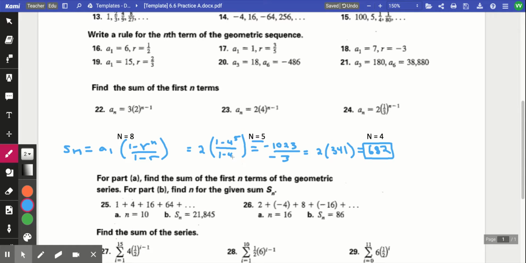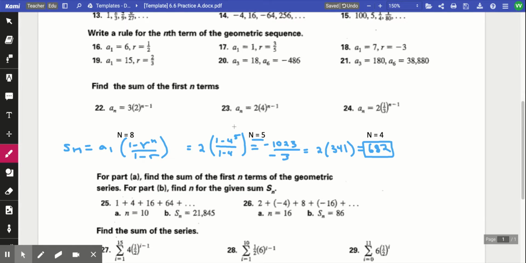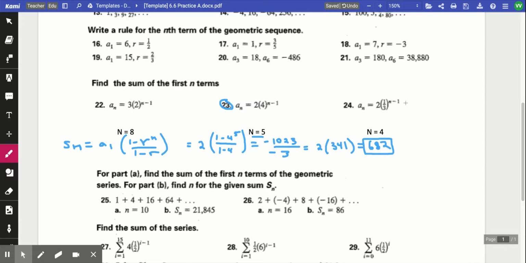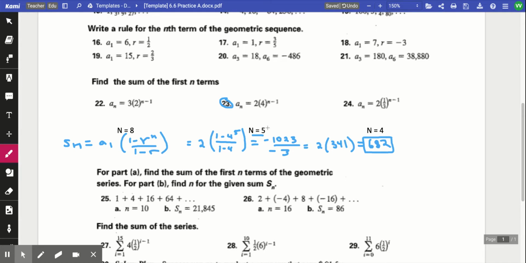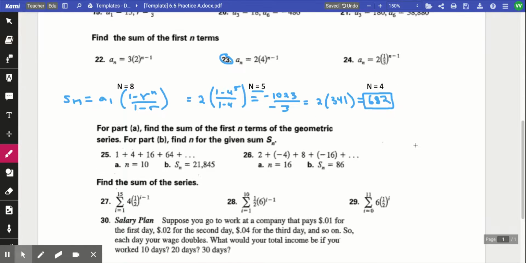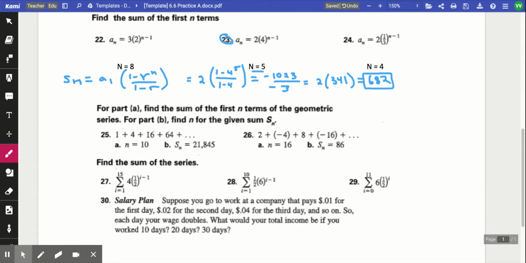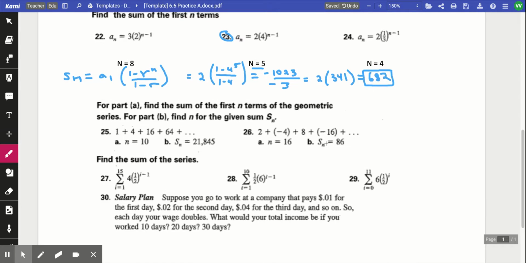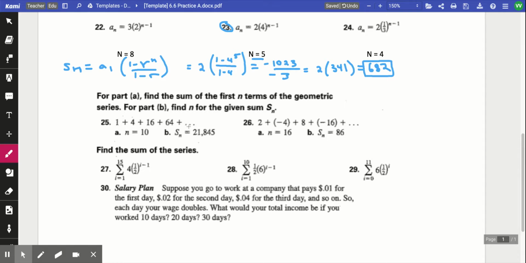All right. Now, so that's number 23. There's a little confusion as to what the n was actually referring to and if we had to solve. So you should get 682 for your partial sum. If I'm looking at number 25, same exact thing. I want to use the partial sum formula.